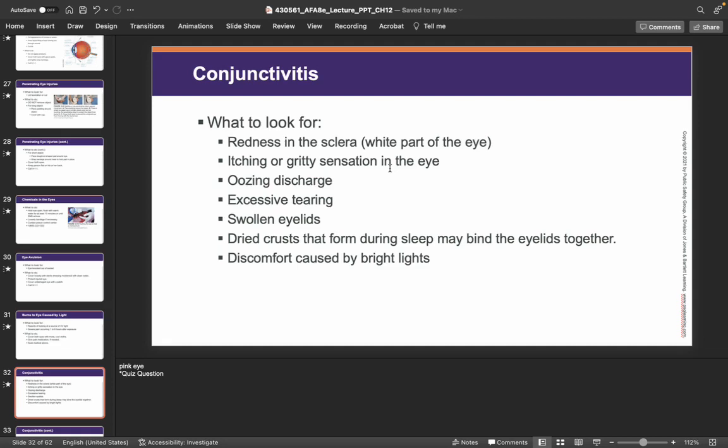Some other things to look for. You're going to see redness of that sclera. The whites of your eyes are going to be pink. Okay, hence pink eye. Itching or a gritty sensation in the eye. They may have an oozing discharge, especially in the mornings, like waking up with your eye that has crusties on your eyelids. Somebody who is tearing up a lot, more than normal. Eyelids may be swollen. Again, those dried crusts in the mornings that may crust your eyes shut. And then discomfort by those bright lights. These are all signs of pink eye. This is a quiz question.